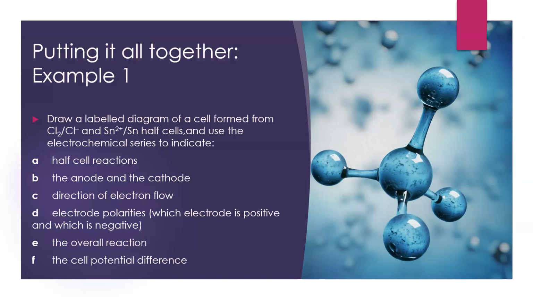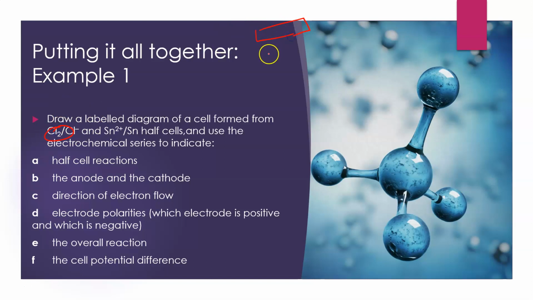So if we put that all together, we can look at this question. It's asking us to draw a labeled diagram of a cell formed from chlorine and chloride, Sn2+ and Sn solid, and then use the electrochemical series to indicate the half-cell reactions, the anode and the cathode, the direction of electron flow, the polarities, remembering that indicates which is positive and which is negative, the overall reaction, and the cell potential difference.